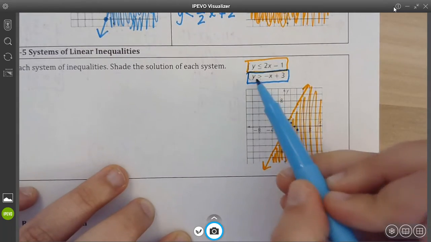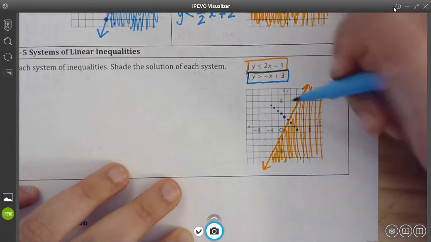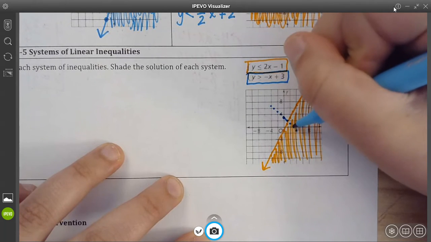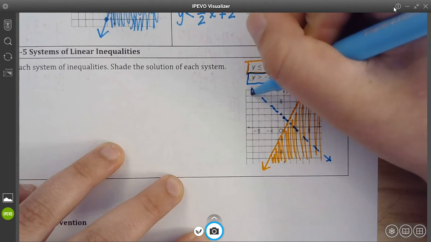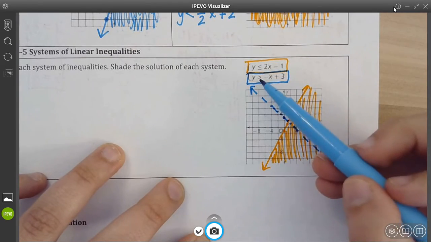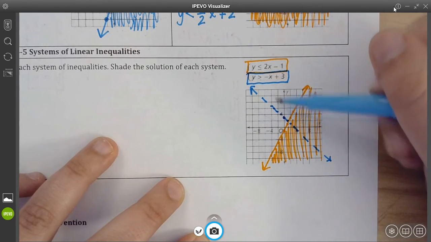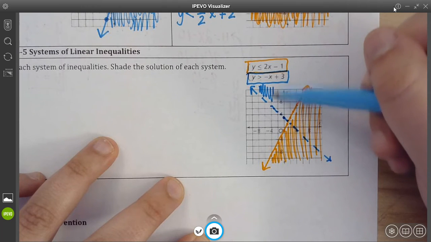And this one is greater than, and that means that this is going to be a dashed line. So I'm going to continue my slope through here. It's going to be dashed. And if it's greater than, we haven't seen an example like this, we're going to shade above the line.